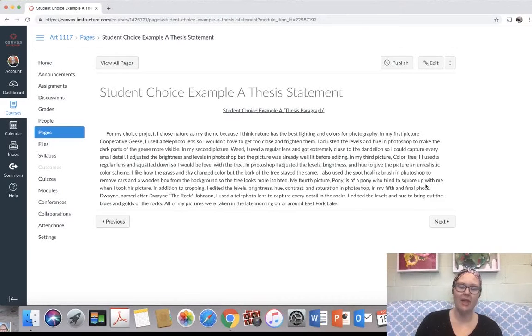Student choice example A, and I'll show you the pictures that go along with this. This is this person's thesis paragraph. Okay, a couple of the reasons why I chose this one in particular to show you. Number one, they're still paying attention to grammar. They're still paying attention to word choice. So, again, I know this isn't an English class and I don't expect it to be one, but they can write well. That is a skill set that's just important in general throughout life.